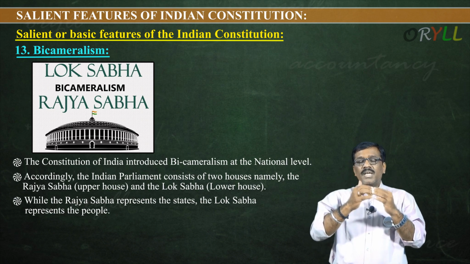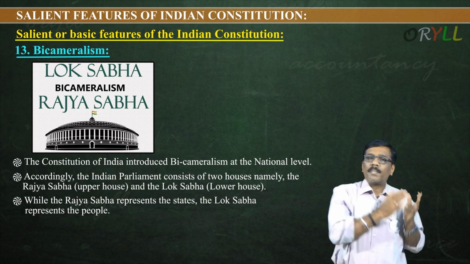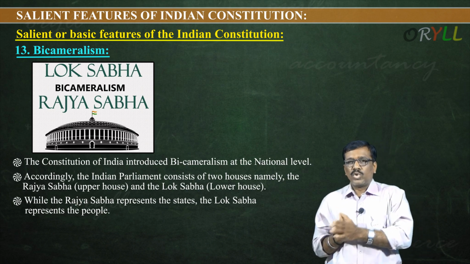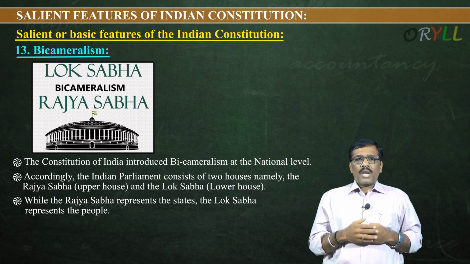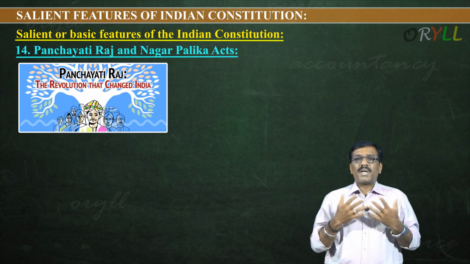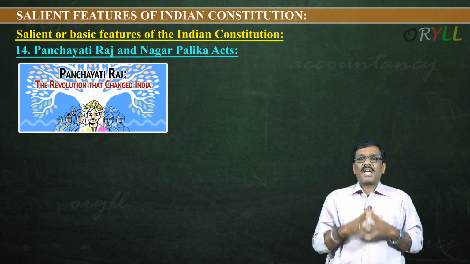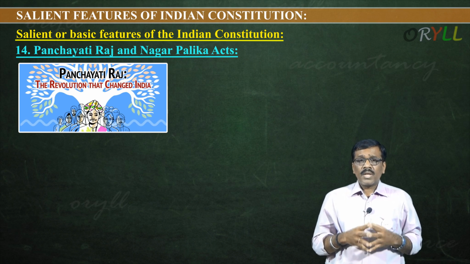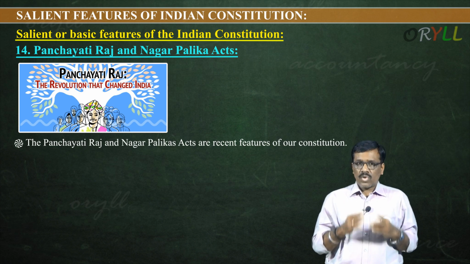But the same thing is imbibed at the state level, though it is left to the state whether they go for bicameralism or unicameralism. Unicameralism means they have only one house, that is only the lower house. Now, coming to the third tier, what we know as Panchayat Raj and Nagar Palika. It's the 14th point: Panchayat Raj and Nagar Palika Acts. The Panchayat Raj and Nagar Palika Acts are recent features of our Constitution.